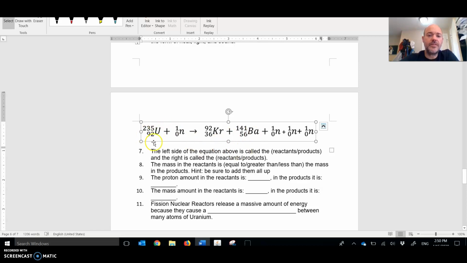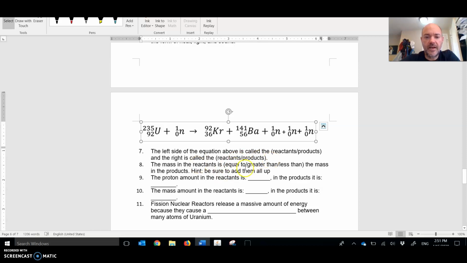So the stuff on the left side, is that the reactants or the products? And the right, reactants or products? The mass of the reactants, is it going to be equal to, greater than, or less than the mass of the products? So if we think about the mass, we've got 92 plus 141 plus 1 plus 1 plus 1, all of the mass numbers on this side. And then 235 plus 1, all the mass numbers on this side.